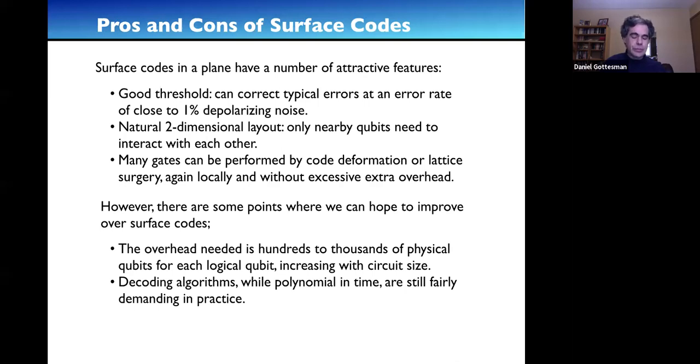So the next really nice property of this surface code is that it has a 2-dimensional layout, right?